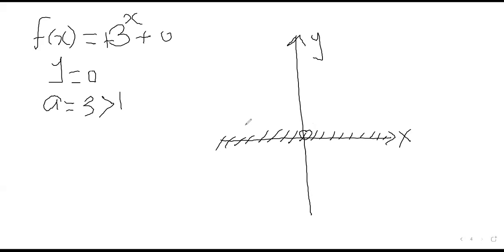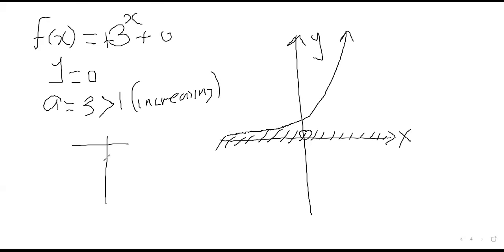Now that we know it is going to be above, and the value of a here is 3, the function is increasing. It will be something like this. As we move to our right, the graph starts increasing. That's what we are expected to have. We need to know where it is cutting, so we can just come up with a small table of values.